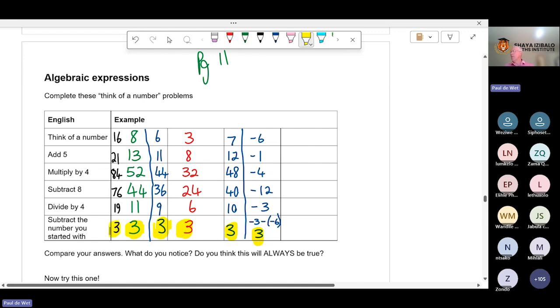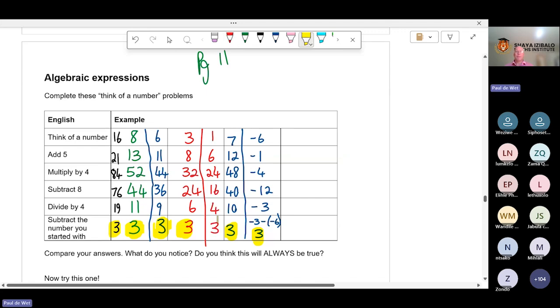Someone said, what about 1? Let's do 1. Add 5, you get 6. Multiply by 4, you get 24. Subtract 8, you get 16. Divide by 4, you get 4. Subtract 1, you get 3.